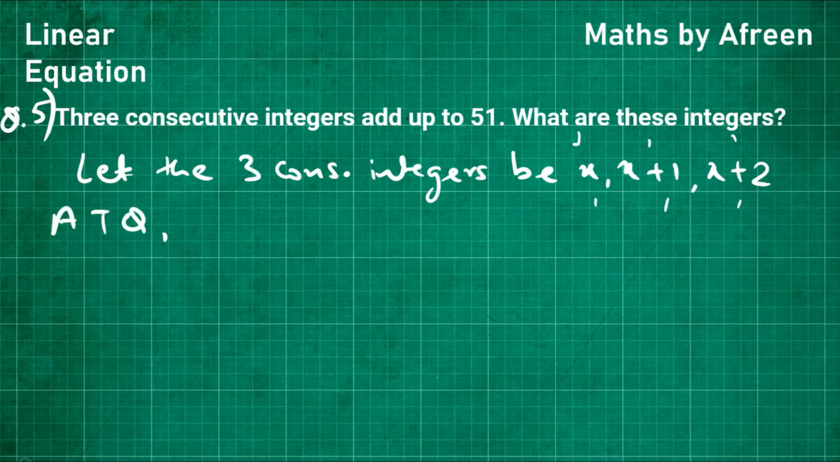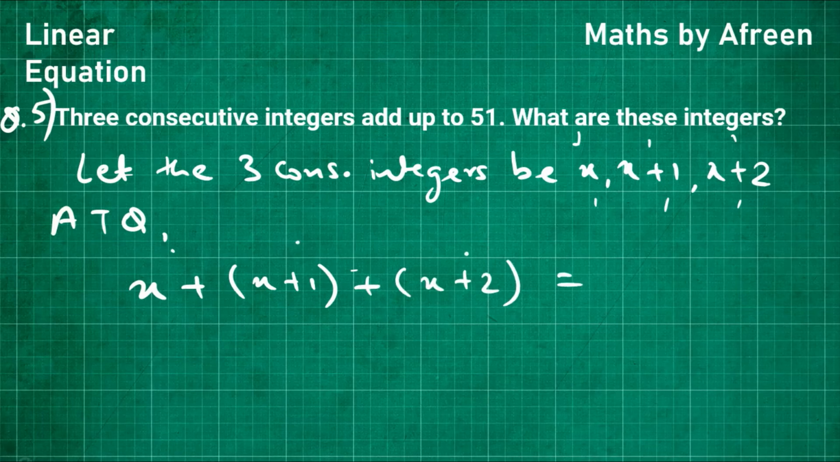According to the question, three consecutive integers add up to 51. That means x plus x plus 1 plus x plus 2, the first integer, second integer and third integer, equals 51. x and x and x will be 3x, and 2 plus 1 will be 3, so 3x plus 3 equals 51.